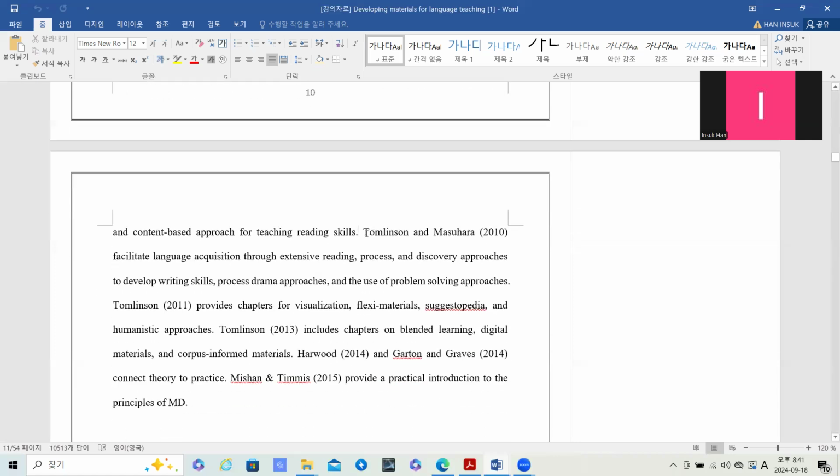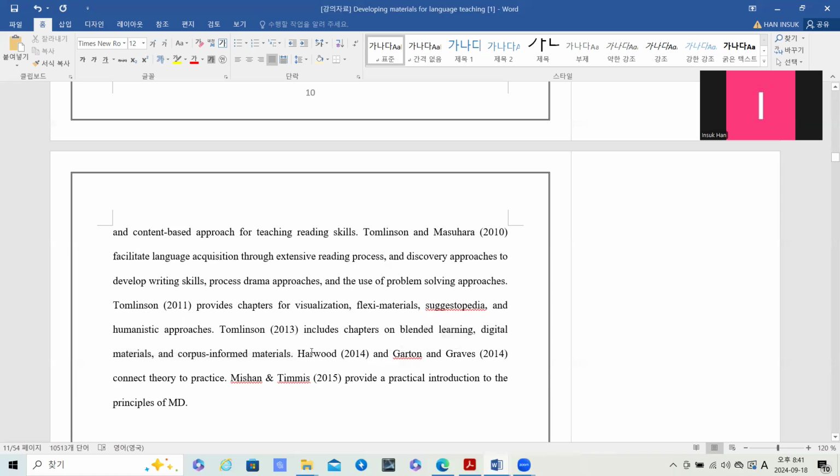And in 2010, Thomas and Masuhara facilitated language acquisition through extensive reading processes, and discovery approaches to develop writing skills, process drama approaches, and the use of problem-solving approaches. In 2011, Tomlinson provided chapters for visualization, flex materials, suggestopedia, and humanist approaches. He also, in 2013, included chapters on blended learning, digital materials, corpus-informed materials.